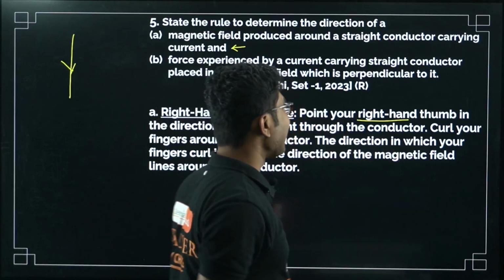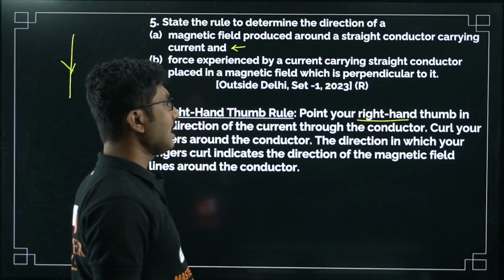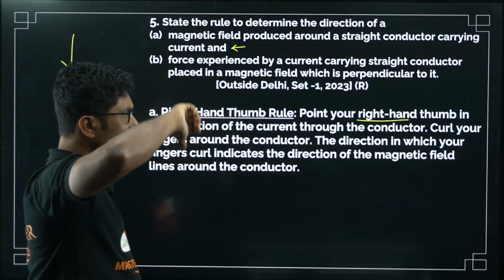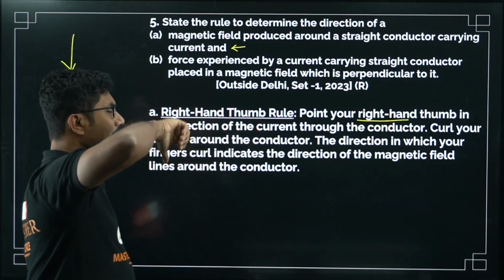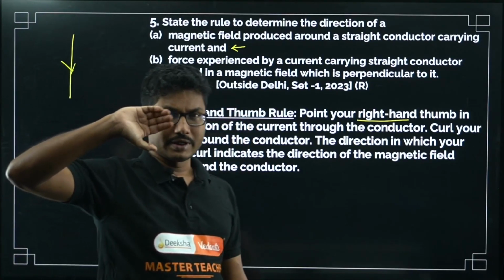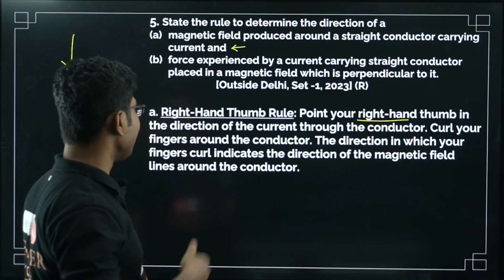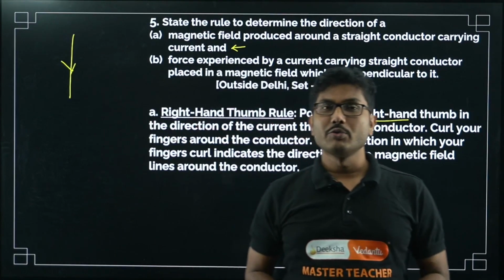Point your right hand thumb in the direction of the current through the conductor, curl your fingers around the conductor. The direction in which your fingers curl indicates the direction of the magnetic field lines around the conductor. So, very important law to remember.